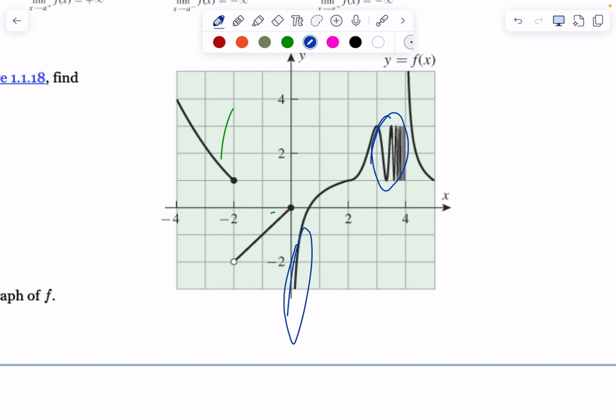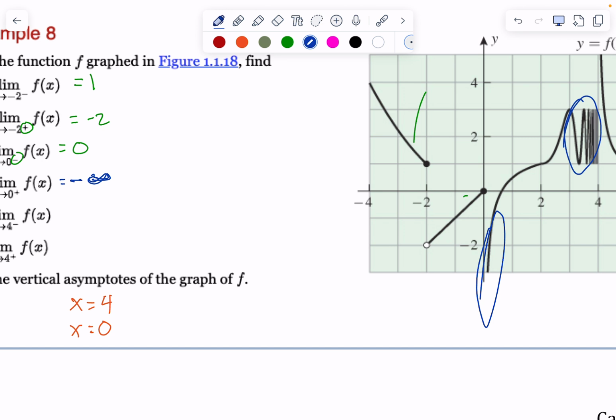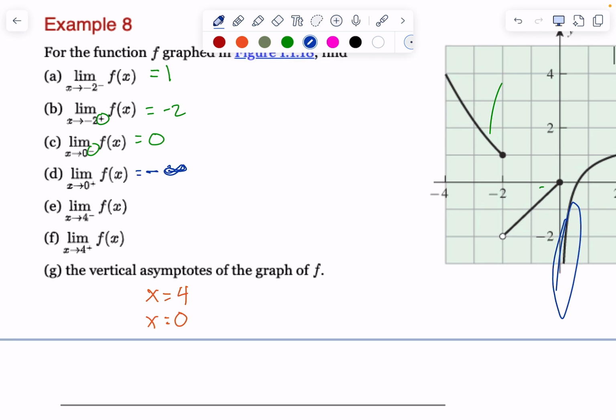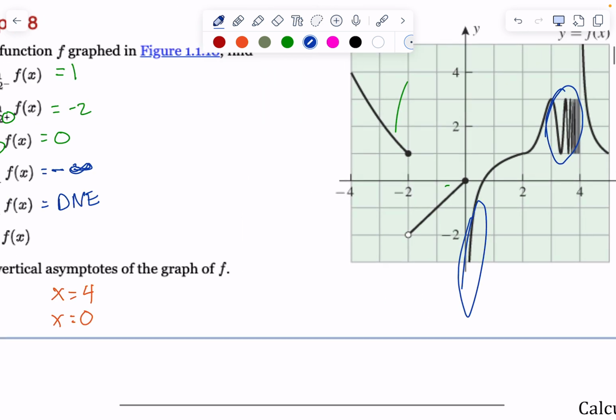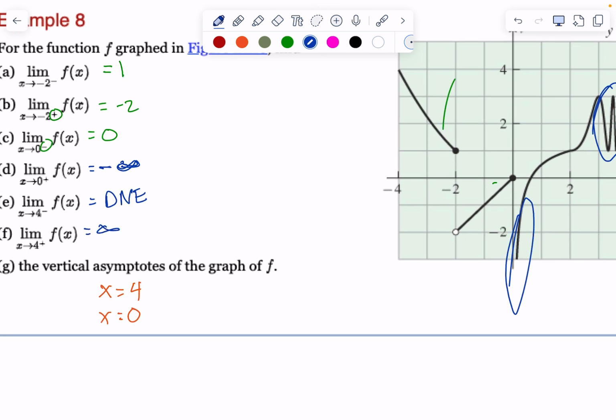He's oscillating. D and E. He's not going to decide. If he can't decide, it's a D and E. Okay. What about 4 from the right? Infinity. There you go. We won't see the oscillating one very often.